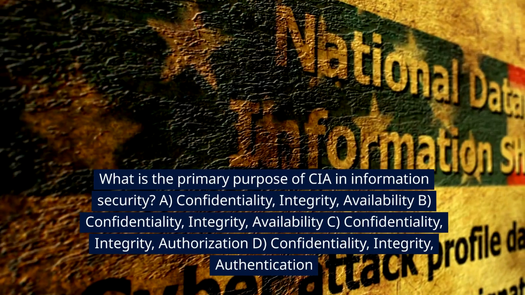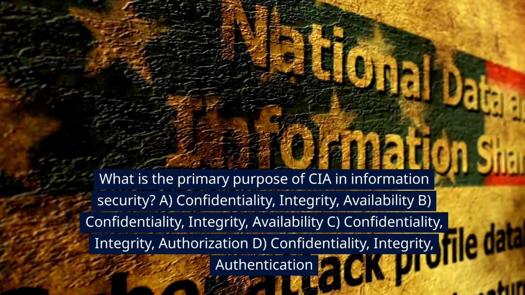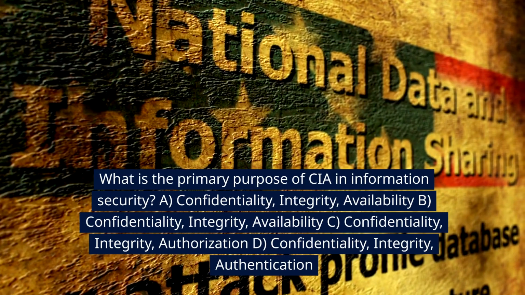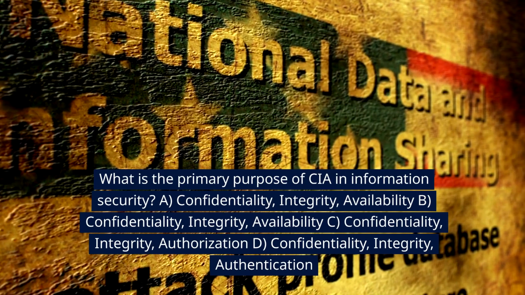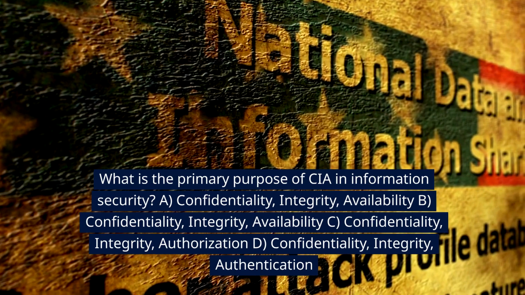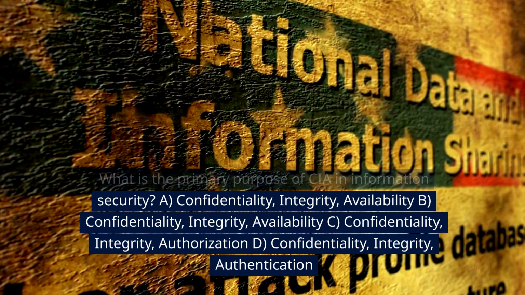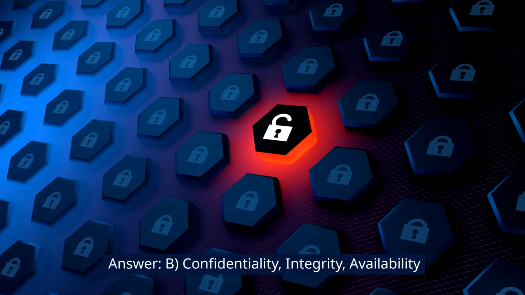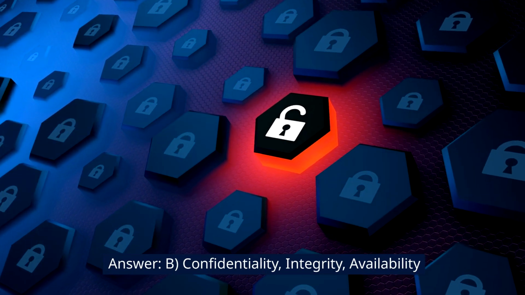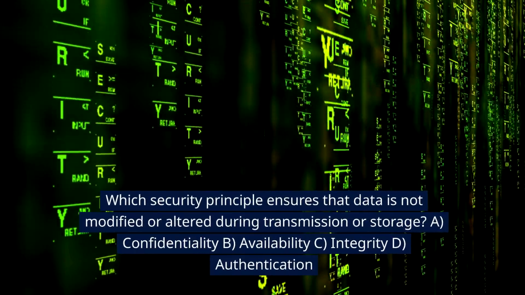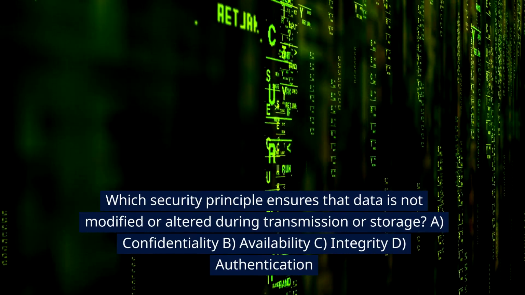What is the primary purpose of CIA and information security? A. Confidentiality, integrity, availability. B. Confidentiality, integrity, availability. C. Confidentiality, integrity, authorization. D. Confidentiality, integrity, authentication. Answer: B. Confidentiality, integrity, availability.